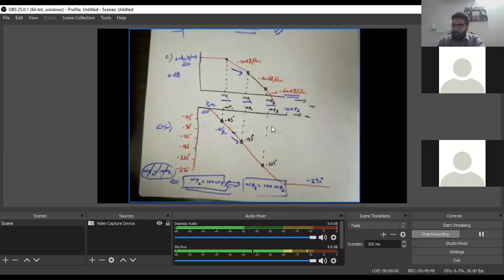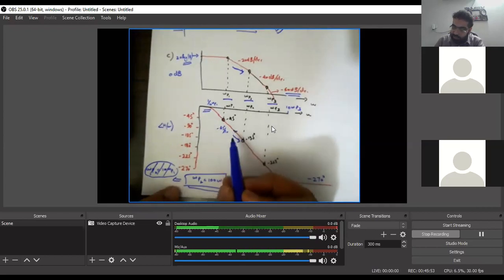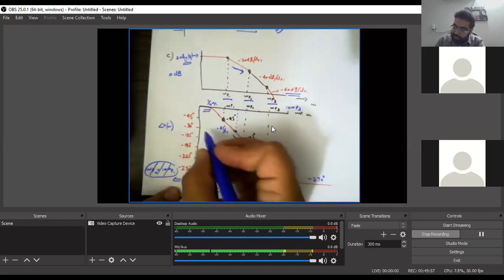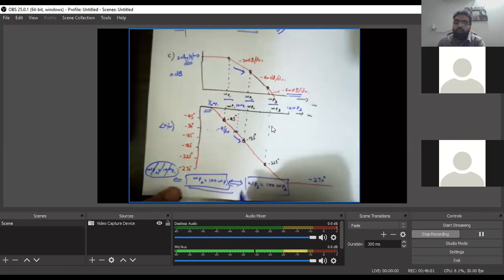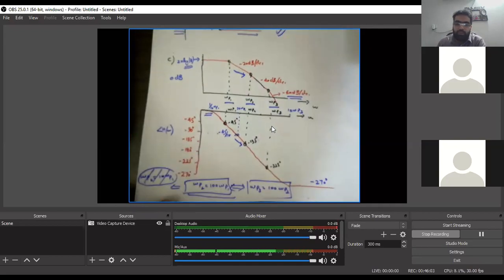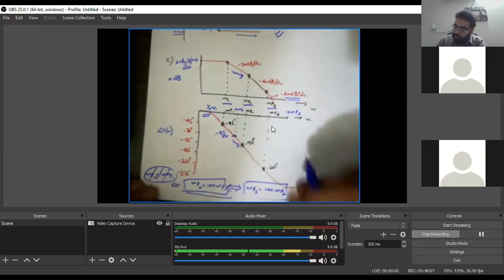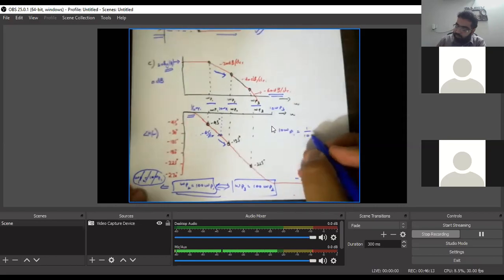Yes, the second pole, because we have kept the condition that before minus 90 degree it's like this. It will touch minus 90 degree, and that is the same thing which is 10 times omega p1, which is also equal to 1 by 10th of omega p2. So the same condition we were meeting earlier, that 10 times omega p1 is equal to 1 by 10th of omega p2. Okay?